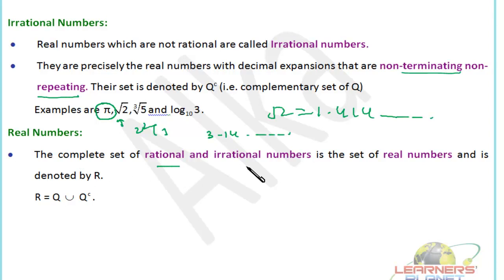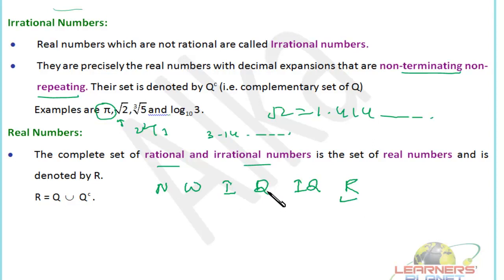Now next is real numbers. The complete set of rational and irrational numbers is the set of real numbers, right? So friends, all the numbers, whether they are natural, prime, composite, rational, irrational, integer, all the numbers are part of real numbers. So this is the biggest set of the numbers. We learned natural numbers, we discussed whole numbers, integers, then rational numbers, then irrational numbers, and then real numbers.